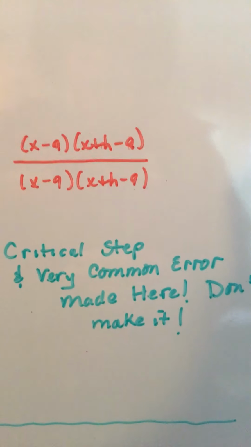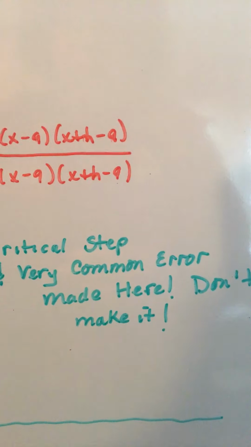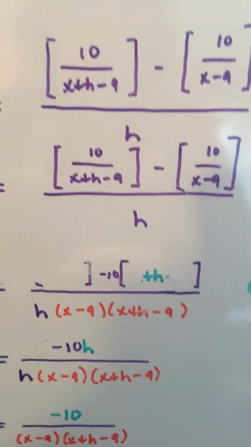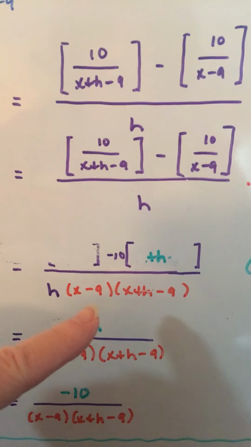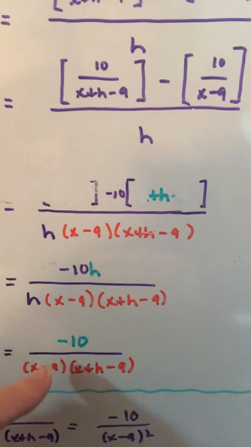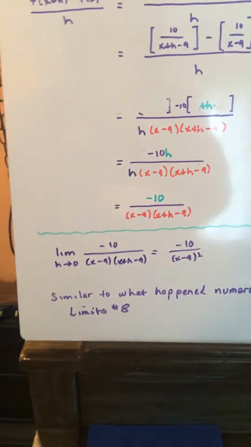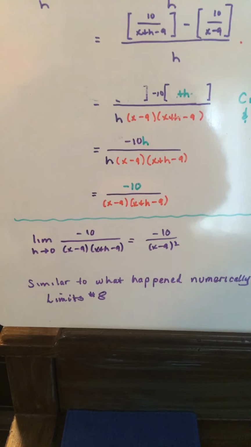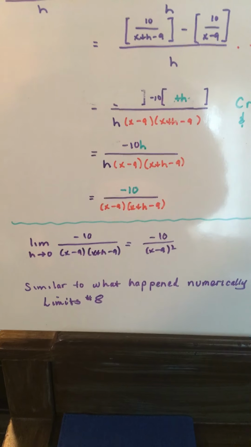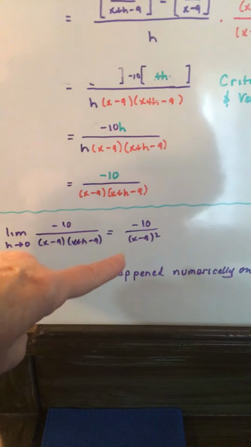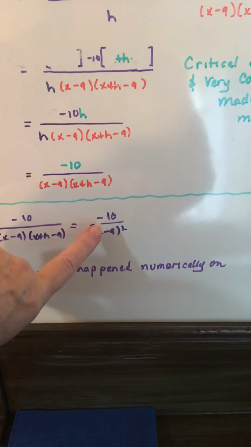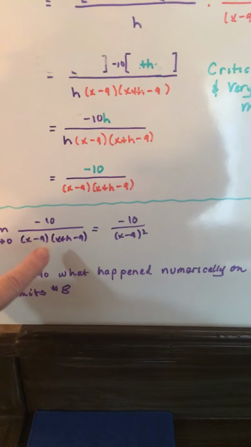But now this is a very critical step, and a common error is made here. People literally lose the 10. Okay, so don't lose the 10. You can cancel out and get the negative 10. Eventually in calculus, we take the limit, and the limit's going to look like what happened on worksheet 8, only you're going to have a variable in there, not like times negative 9 squared.